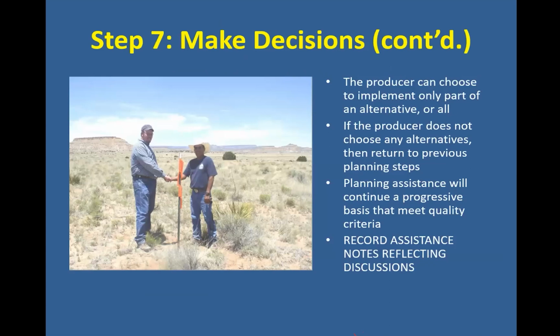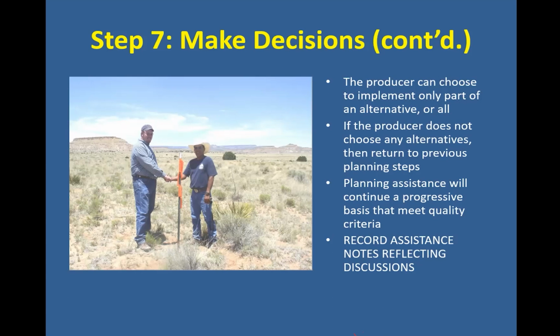Again, you as a producer, you choose to implement only part of an alternative or all of them. Like I said, you are in the driver's seat. Our process in conservation planning is to guide you through that process. If you don't want to do a certain practice or address a certain resource concern, then we document that and we move forward to what you really want to do. Like I said, in our day and age now, we actually call it progressive planning. We look at the whole picture, but then we may just end up doing little pieces at a time.